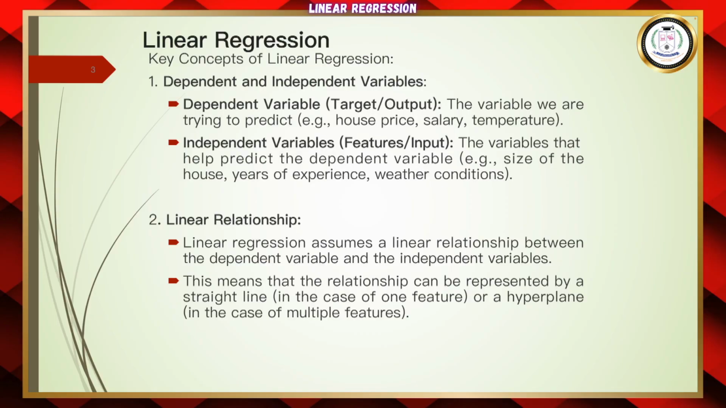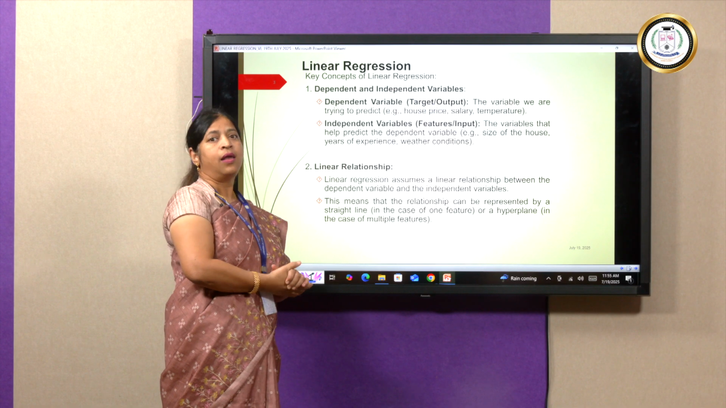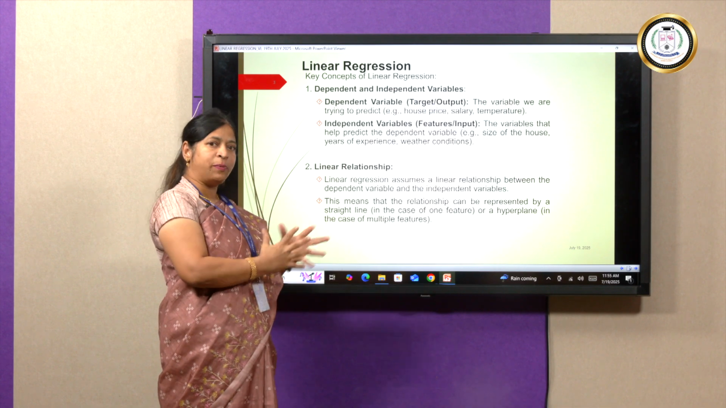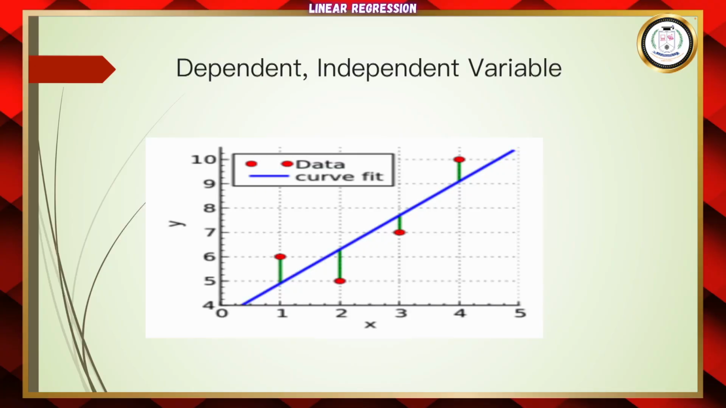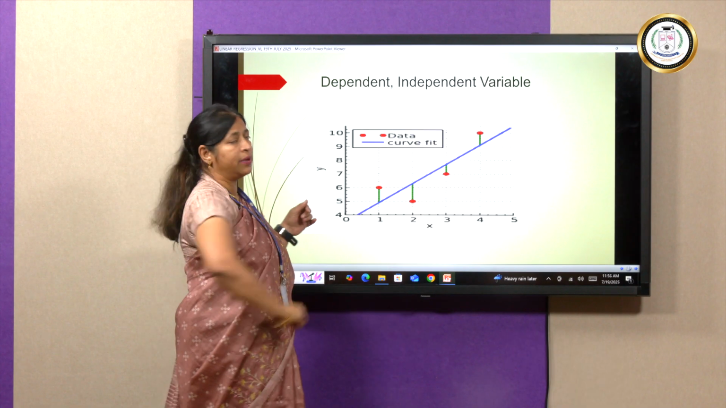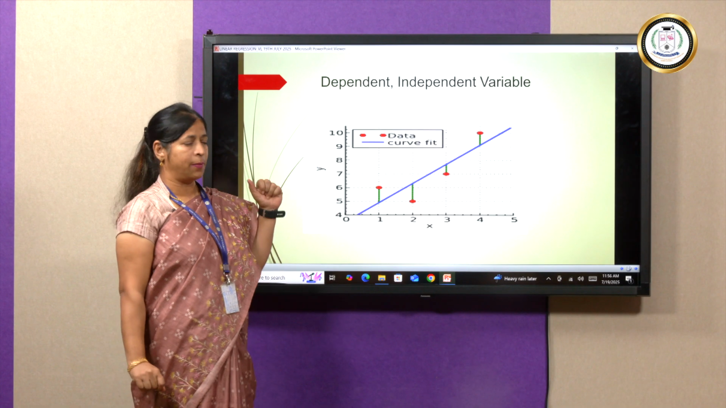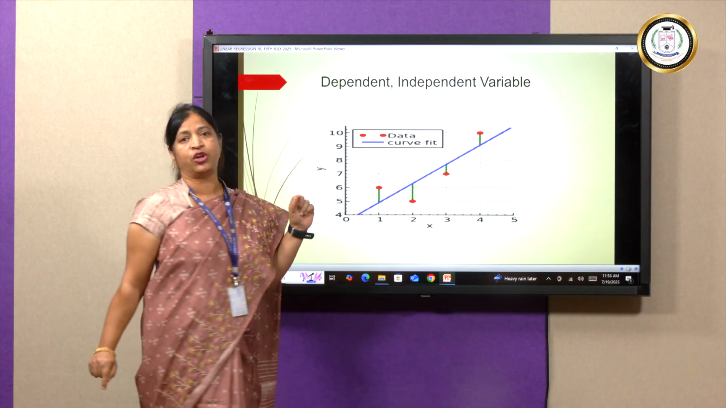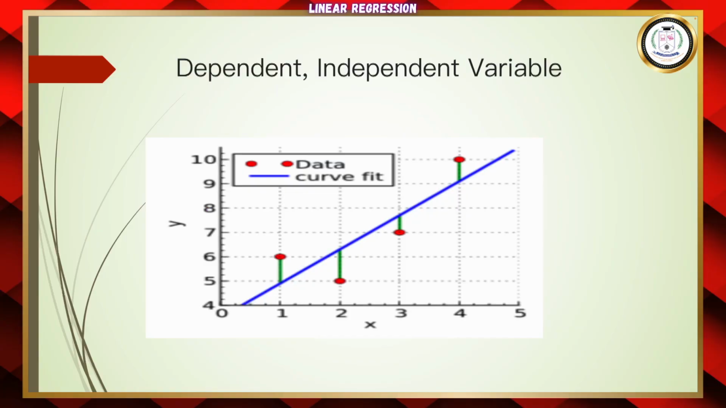Another key concept is linear relationship. We are going to find out the relationship between the dependent variable and the independent variable, assuming the relationship is always linear in nature. We can check this in the graph, where the x parameter is the independent variable and the y parameter is the dependent variable, and this blue line we call the best fit line, which is a model to figure out the relationship between x and y parameter.